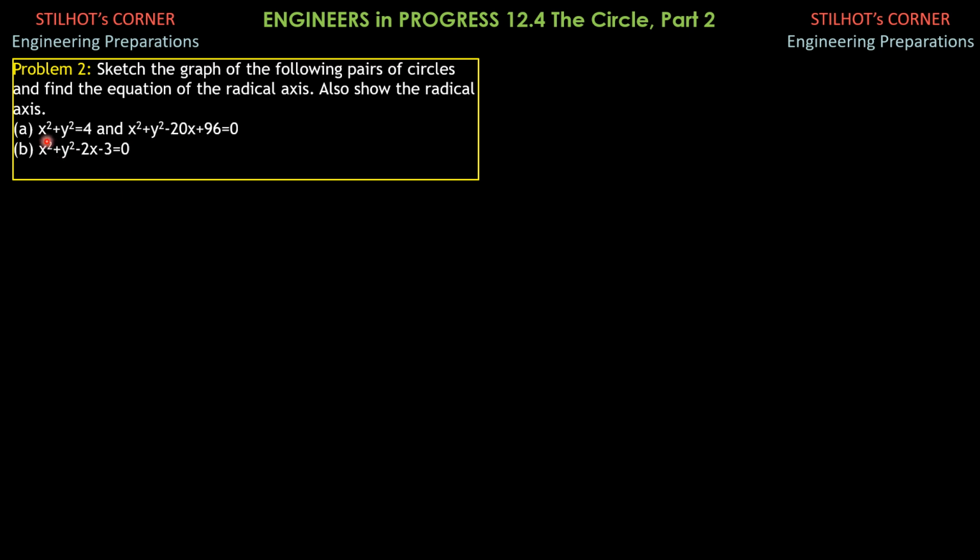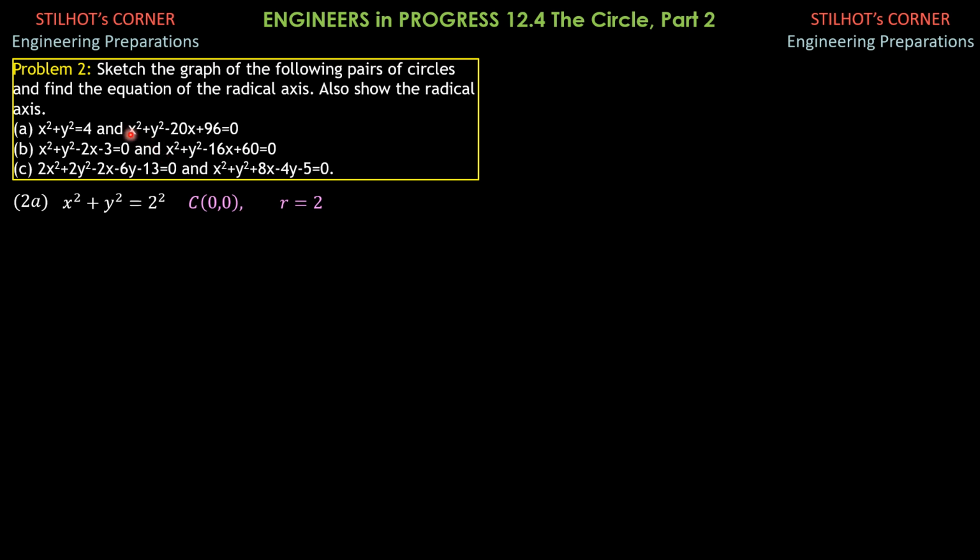So for the first part, A, x squared plus y squared equals 4. This is already a circle in its standard form with center at the origin and radius 2. So x squared plus y squared equals 2 squared is a circle with center at the origin: (x minus 0) squared plus (y minus 0) squared equals radius squared. So center (0, 0), radius 2.